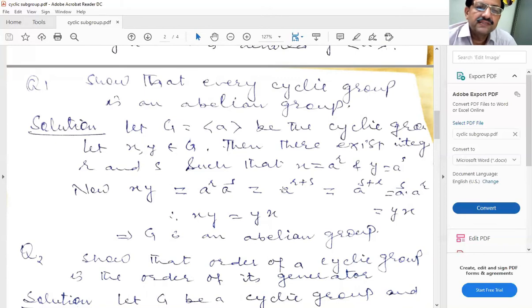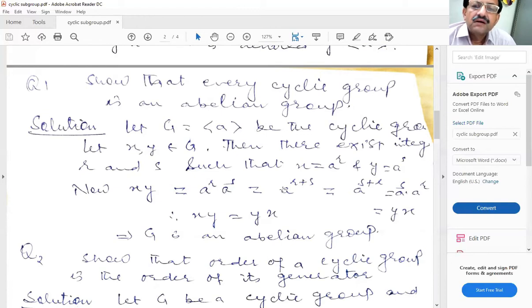For two elements, let x, y belong to G. That means for two elements in G, there exist integers, like in the definition of the cyclic group, where we took n as an integer. Now here there are two integers r and s, such that x is equal to a raised to power r and y is equal to a raised to power s.